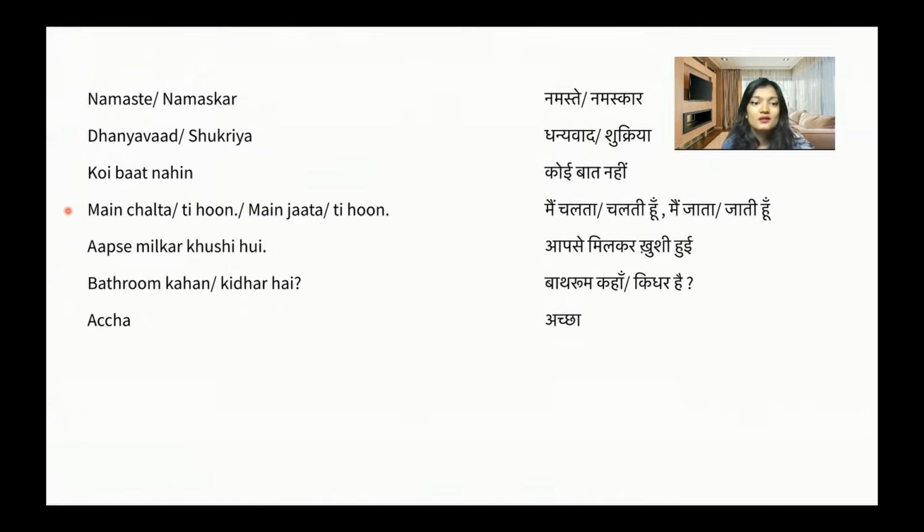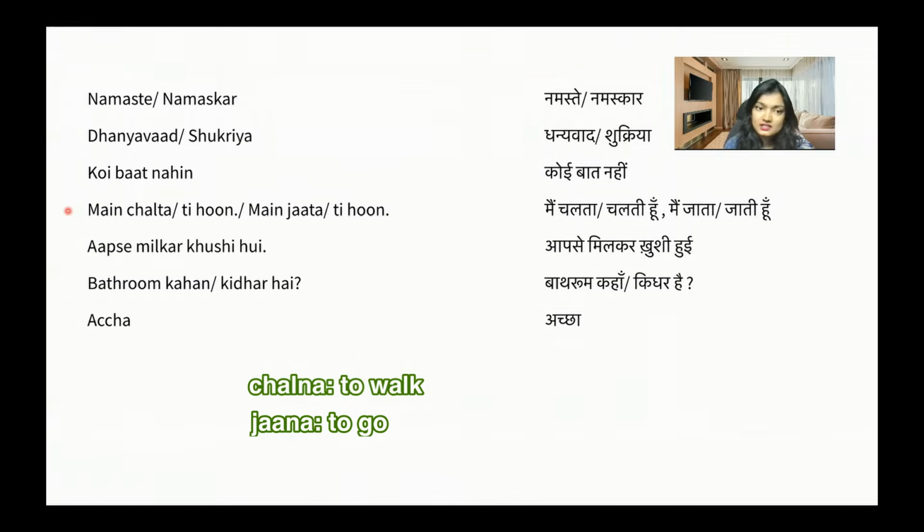Next sentence is मैं चलता हूँ और मैं चलती हूँ. Another alternative is मैं जाता हूँ और मैं जाती हूँ. Some of you may have already guessed that these two sentences are in simple present tense with these two different verbs. Chalna means to walk or to go, basically to walk. And jana means to go. And both these sentences are used to mean that I'll leave now, I'll go.